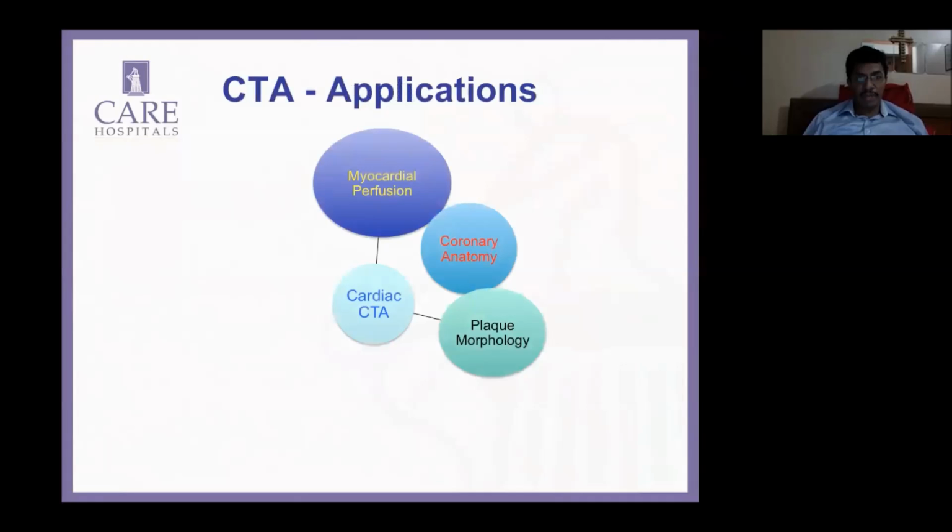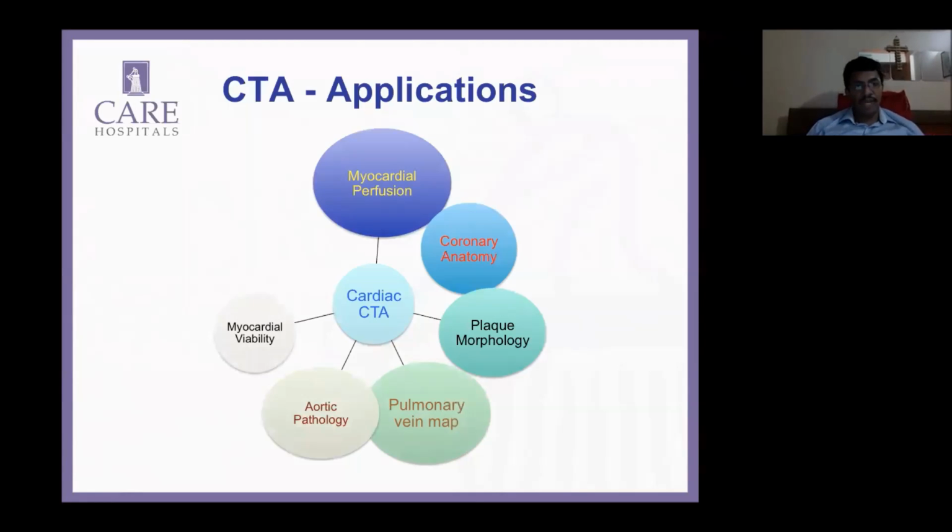We are looking at plaque morphology, and we are finding that there are some high-risk plaques that if we find, we can counsel the patient, aggressively step up the lipids, and so on and so forth. Pulmonary vein map, I've just talked about it. Aortic pathology, again, in the context of the TAVR that we are all doing, CT is the must-have investigation before you move in and select the patient for a TAVR. We are looking at myocardial viability in some situations.